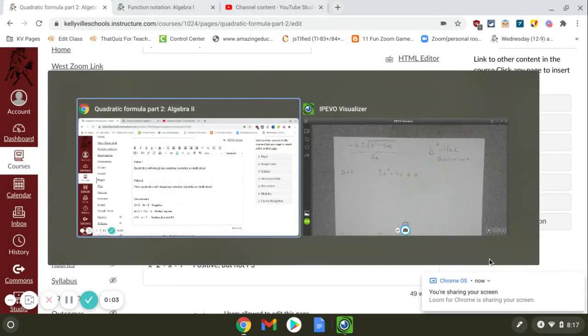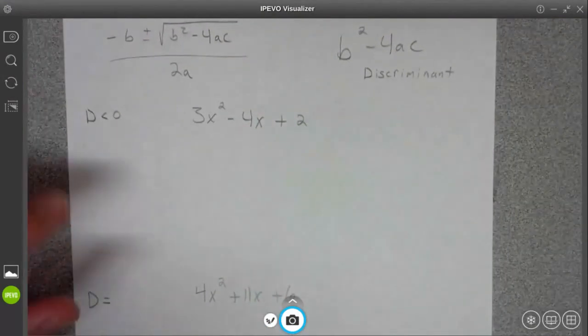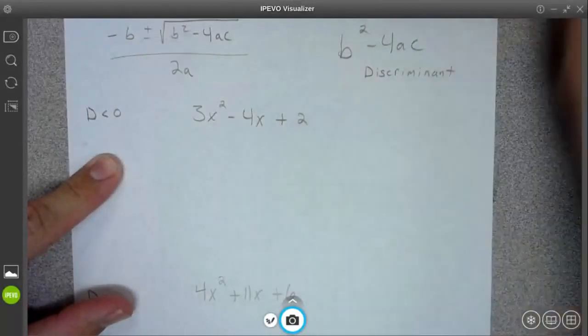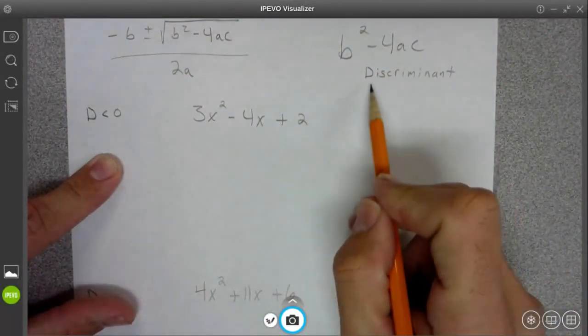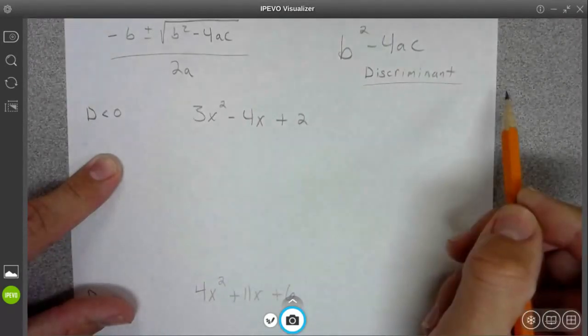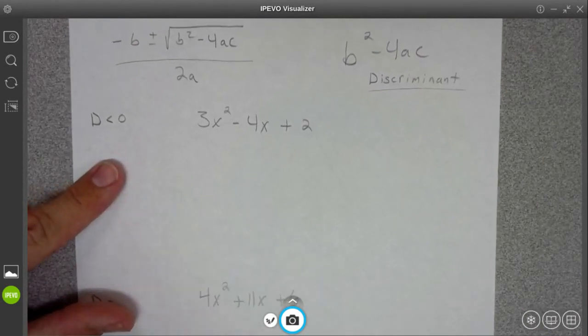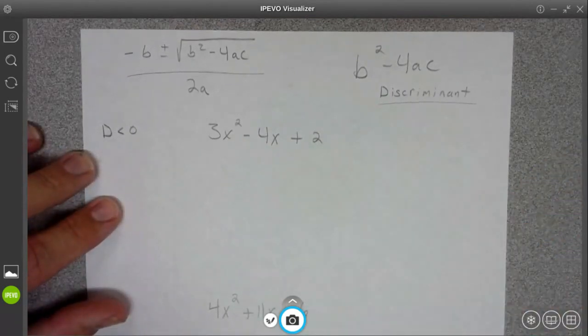Boy, do I have something to show y'all today. We're going to talk about this little part right here, this b squared minus 4ac. It's got a fancy name. It's called the discriminant. Now, I often call it the determinant by mistake. So if I say determinant, I probably mean discriminant, all right?